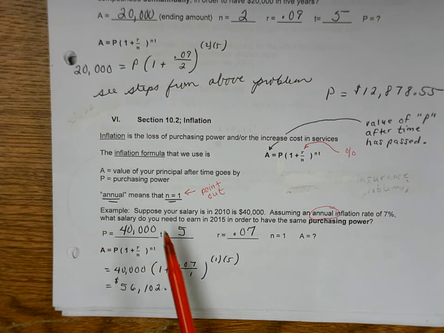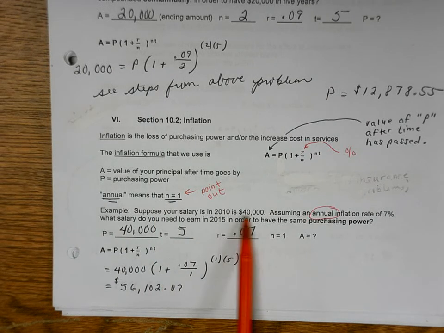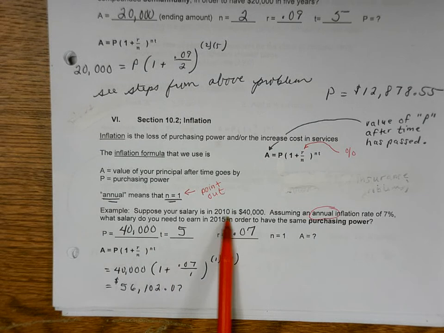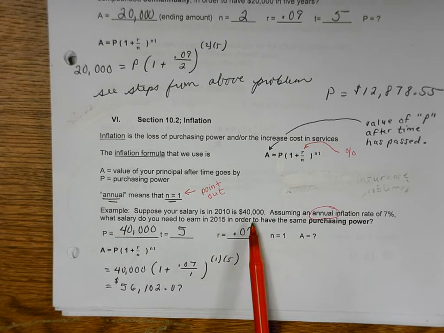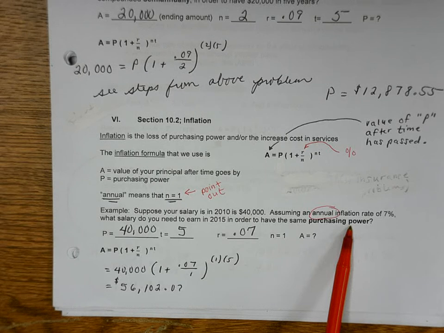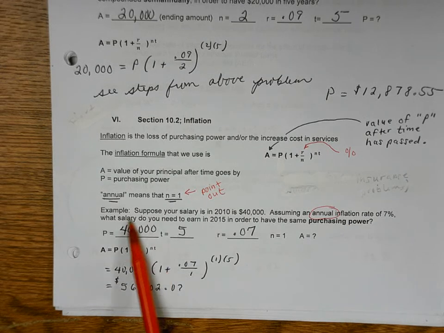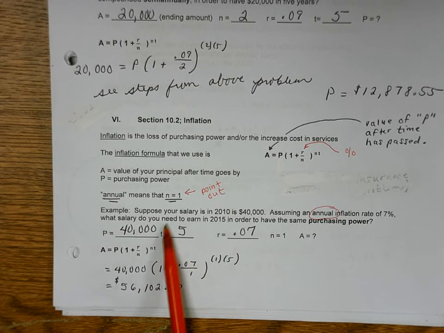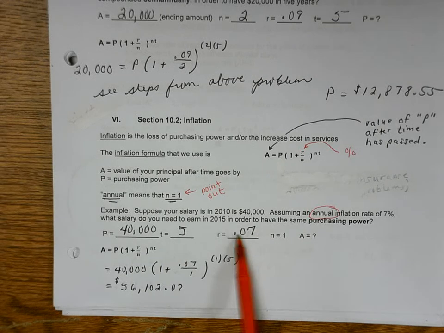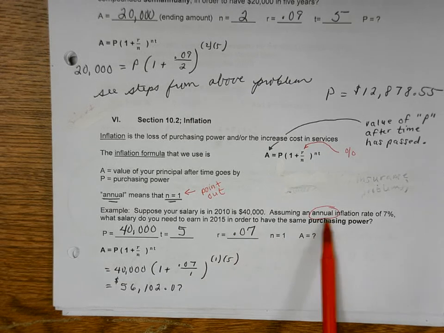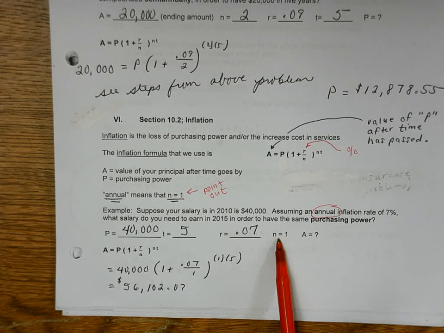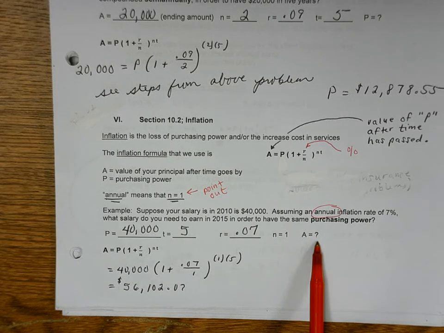So let's look at this first problem here. Suppose your salary is $40,000 in 2010. Now there's an inflation rate of 7%. What salary do you need to earn, this is just 5 years later, in order to have the same purchasing power? So we're starting with $40,000. 5 years passes. Here's our inflation rate. Move that decimal 2 spots to the left. There's that word annual, so N equals 1. So we're trying to find our ending value.